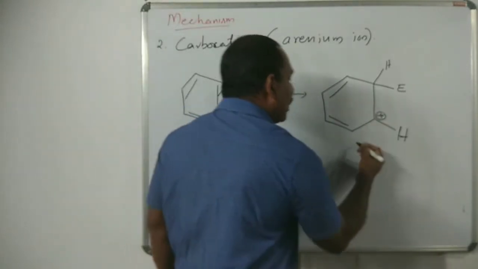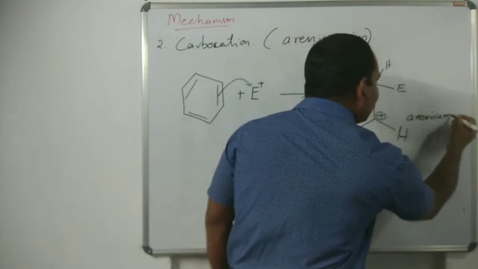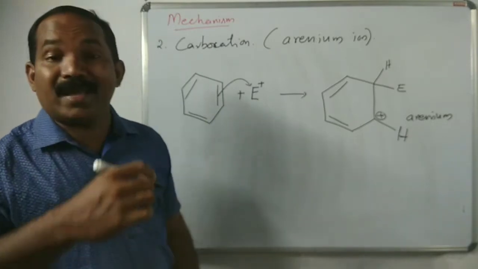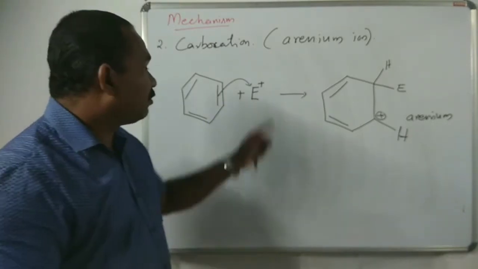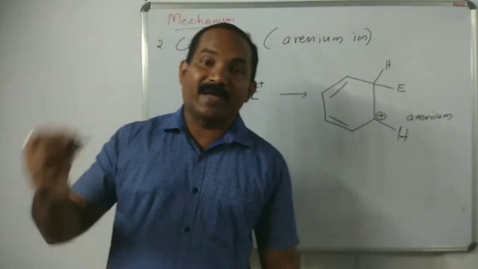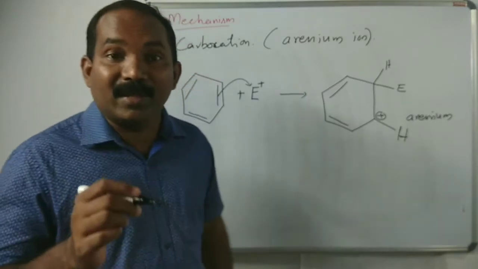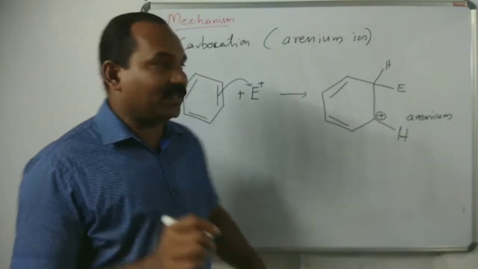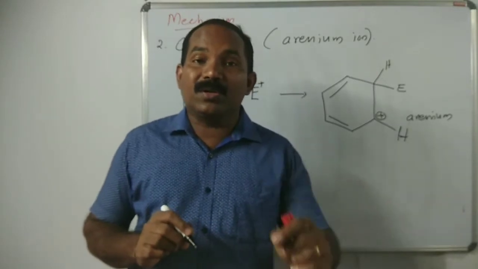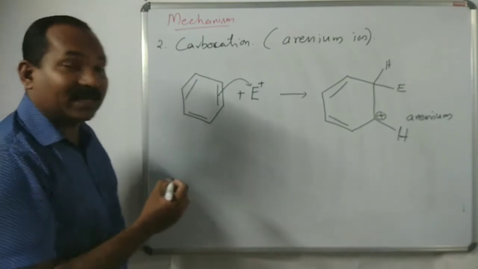We get an arenium ion, or a carbocation. So how is an arenium ion formed? By the attack of an electrophile. Okay, when the electrophile attacks the benzene ring, an arenium ion is formed. So that's why the second step is formation of carbocation or arenium ion. This arenium ion is stabilized by resonance.